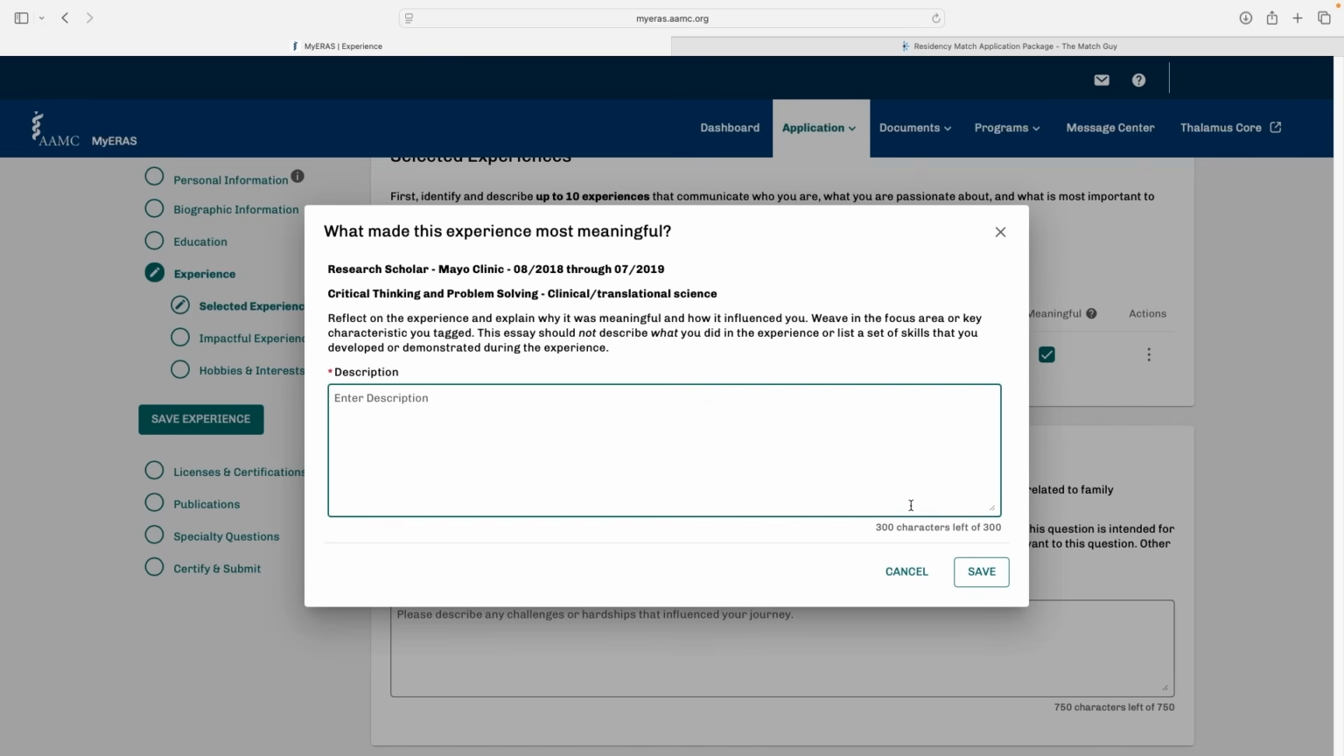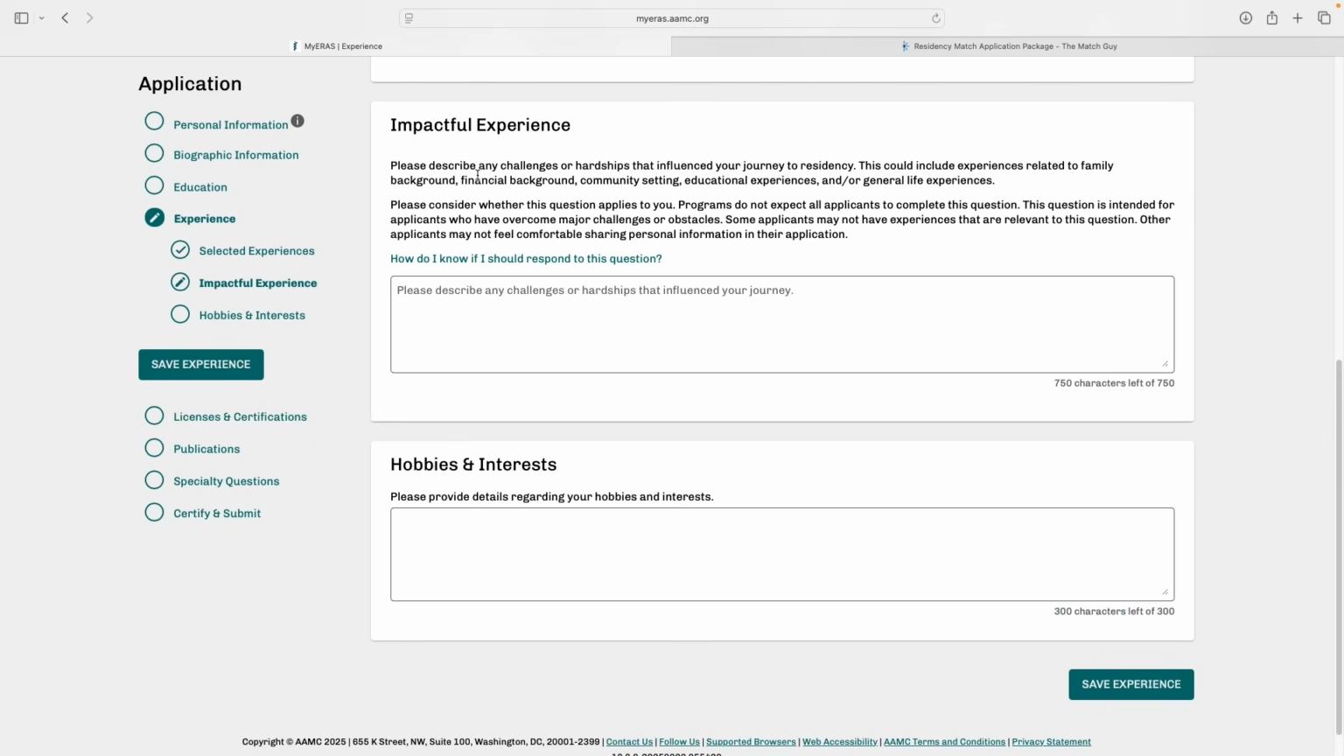And here you have 300 characters to describe that, not 300 words, and you can do that for up to 3 experiences. Now let's talk about another important section of the ERAS application, which is the impactful experience.